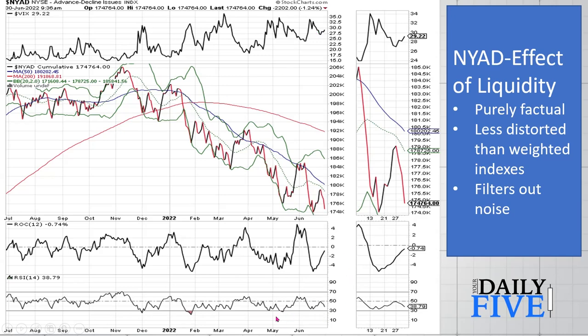Now, I want to focus a little bit here on the RSI indicator, which tells us that currently the market is a little bit oversold. And so, you know, we might want to see what happens here. But the key point is low liquidity, people get bearish, market falls.